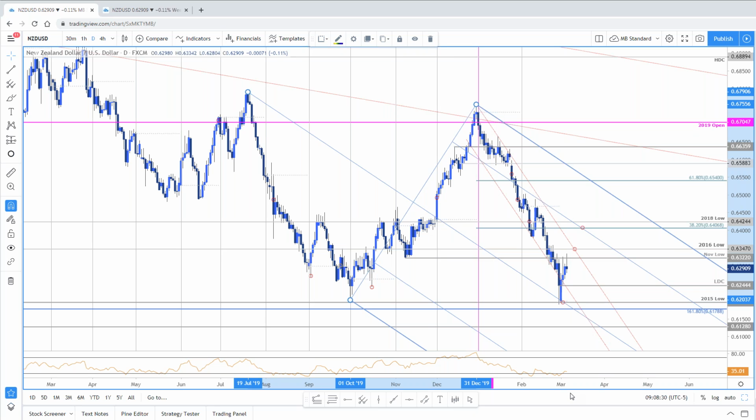So the level to beat, 63.47, 2016 low, basic channel resistance. If we get through that, you're looking for a rally towards the 64 handle. Initial support, the low day close for this year, the one that we made last week, the close of February, comes in at 62.44. I want to see that hold as support if this is going to work.